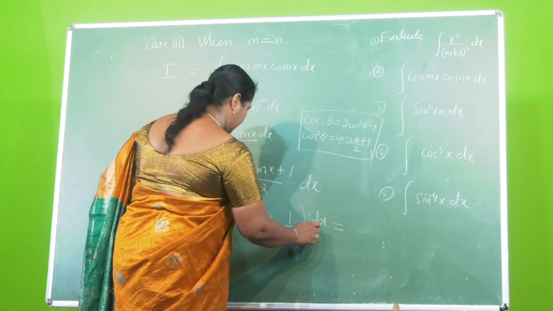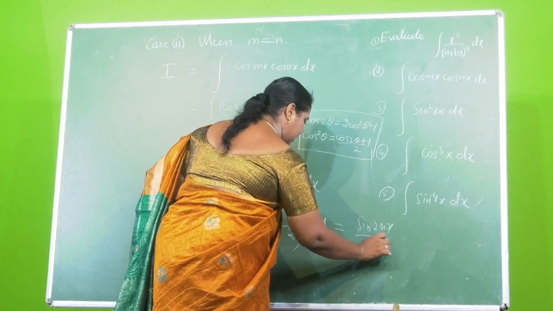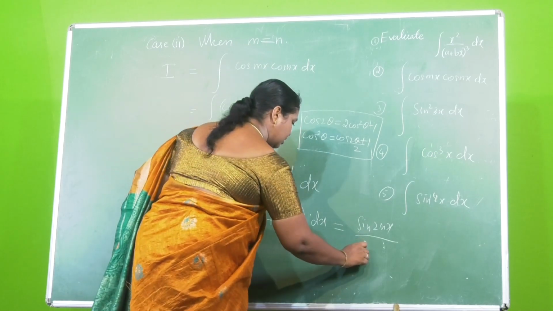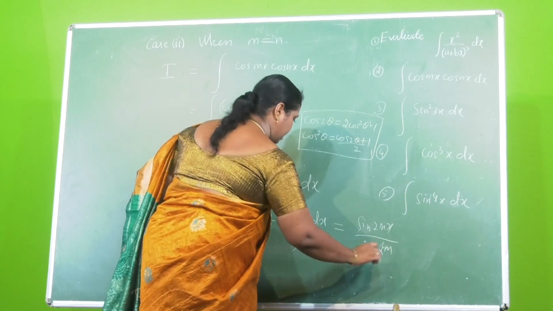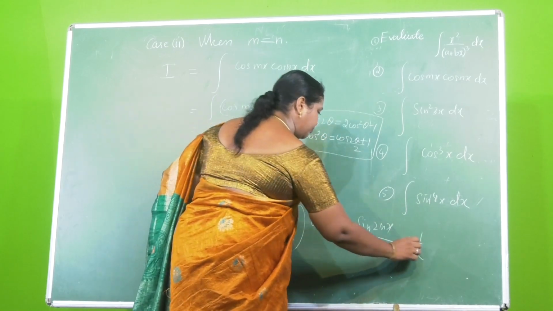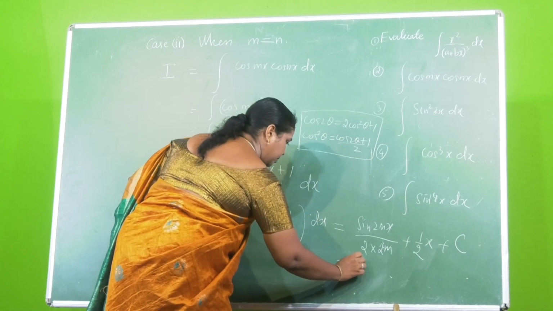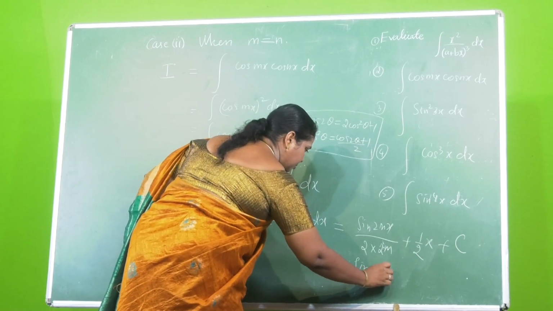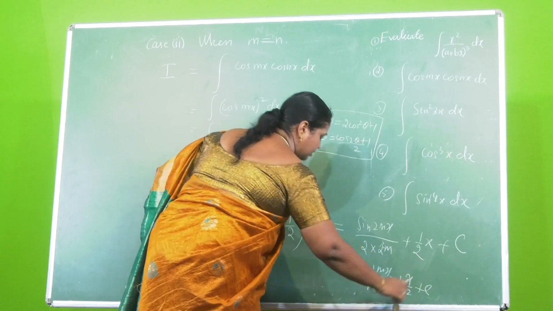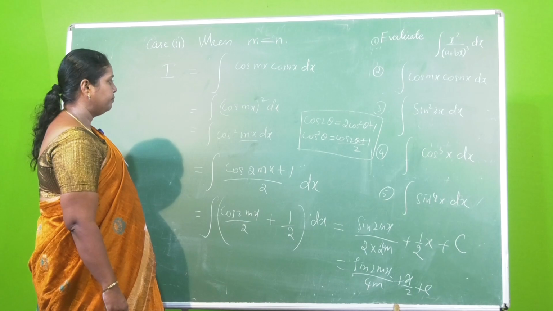That is nothing but cos 2mx will give you sine 2mx divided by the coefficient of x. What is the coefficient here? 2m, and the 2 is already there. So, 2 into 2m, plus this 1 by 2 is a constant. So, if you integrate a constant, it will be x, plus capital C. So, the answer will be sine 2mx divided by 4m plus x by 2 plus C.